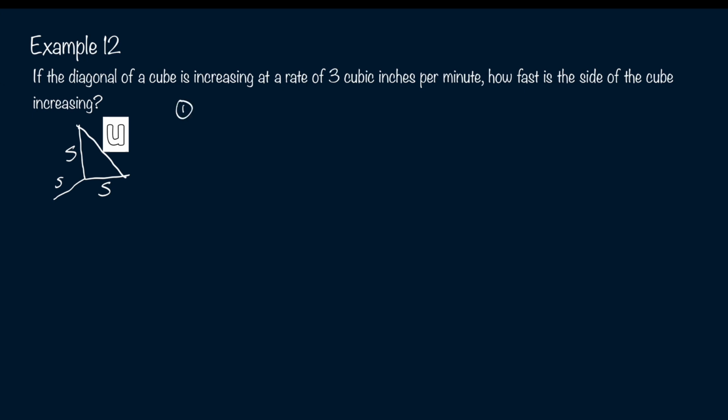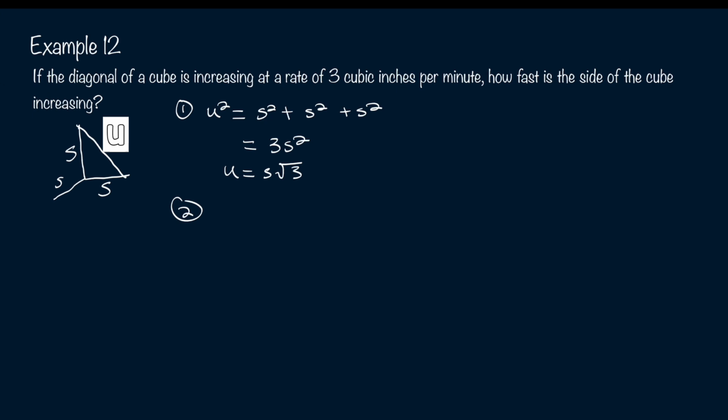So if we're looking at it, what do we have? We have our diagonal, which is u squared. It's a little bit like the Pythagorean theorem, but not exactly like it. So our u squared is going to be equal to one side squared plus the other side squared plus the third side squared. So that is going to be equal to 3s squared. If we square root both sides, we get u equals s square root 3.